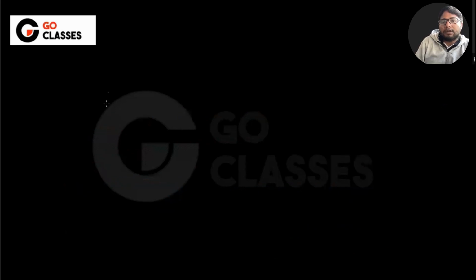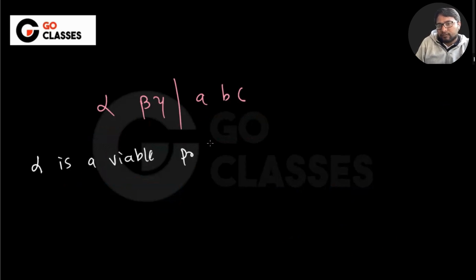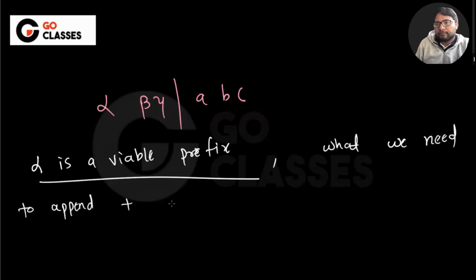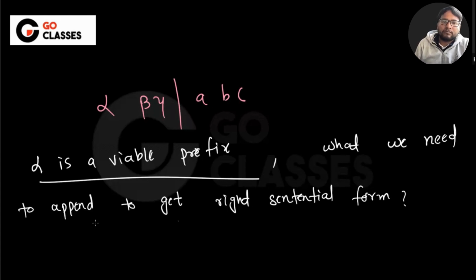For example, let's suppose, can I say alpha is a viable prefix? Yes, right? Now tell me what we need to append to alpha such that it is a right sentential form. What we need to append to alpha? We need to append beta, gamma, ABC, isn't it? This is what we need to append.